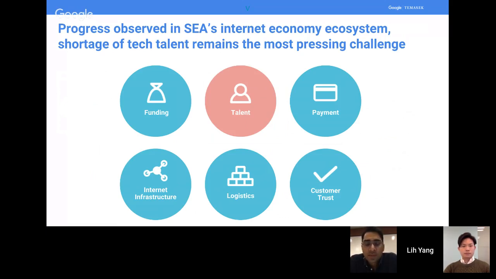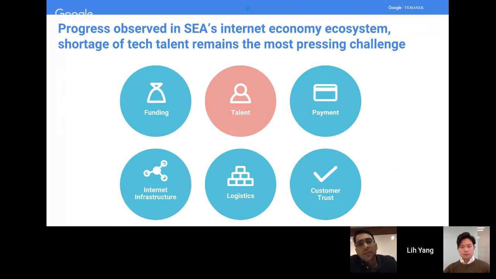This is what we also highlighted when we came up with the first version of the report in 2016. So these 6 continue to be the key pillars that need to be unlocked or evolved in a certain way for us to see the potential really grow into fruition.